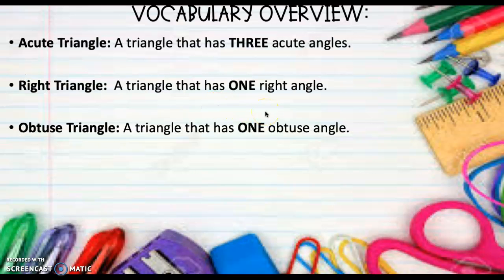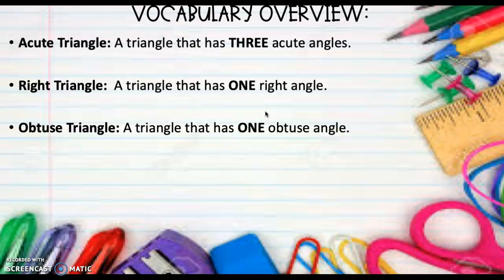All right, and then there's 3 more different types of triangles that we're going to cover right here. And this first one is an acute triangle. And remember last week we talked about acute, right, and obtuse angles. So we have those kinds of things also for our triangles. So an acute triangle is a triangle that has 3 acute angles. So it's like a little baby triangle.